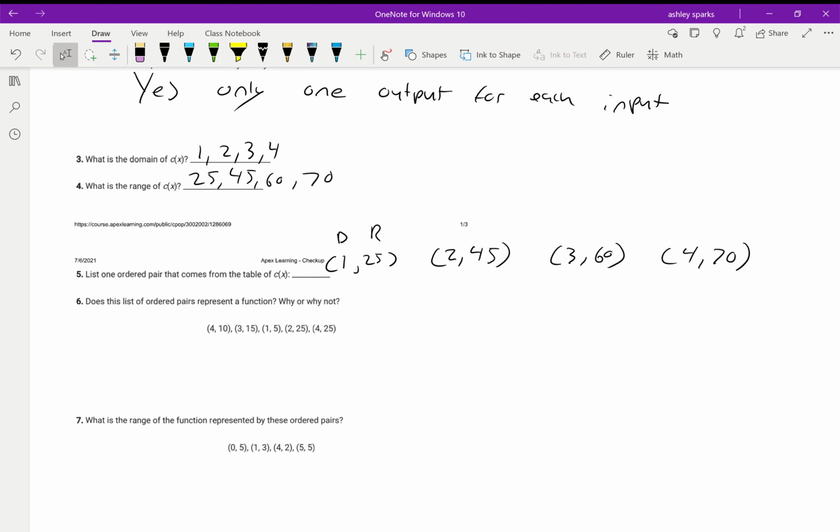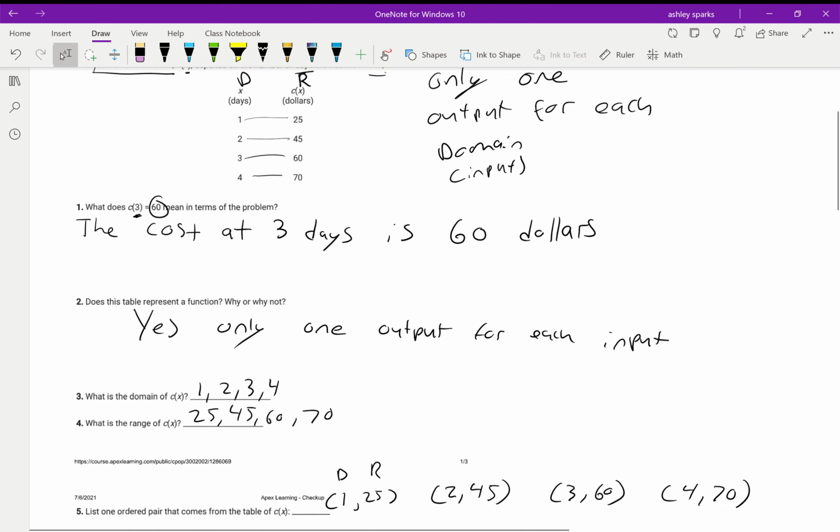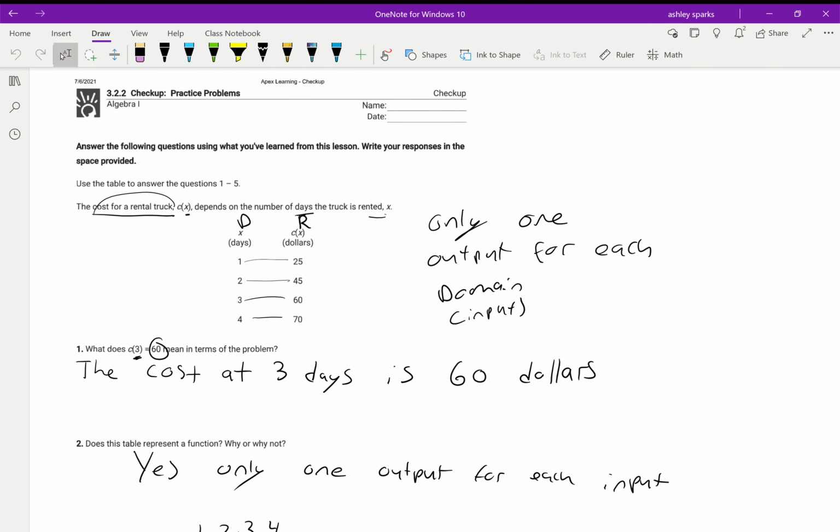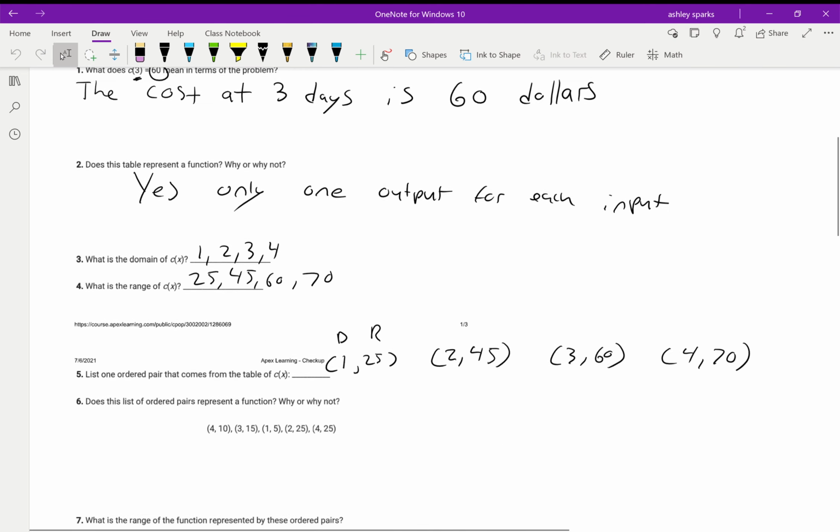So number 6, we're now moving away from that table. We have some new numbers. It asks, does the list here represent a function? So do we have a function? Yes or no? And that's again looking for one output for each input.